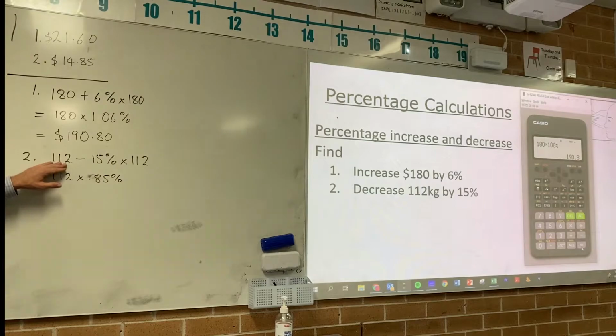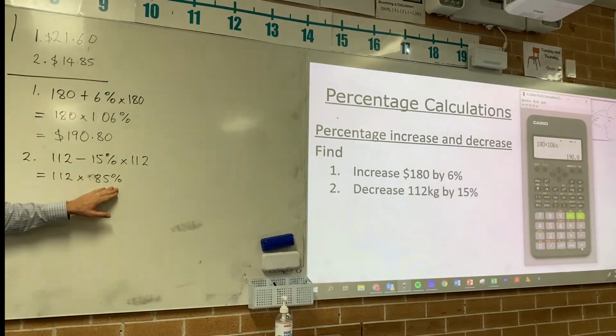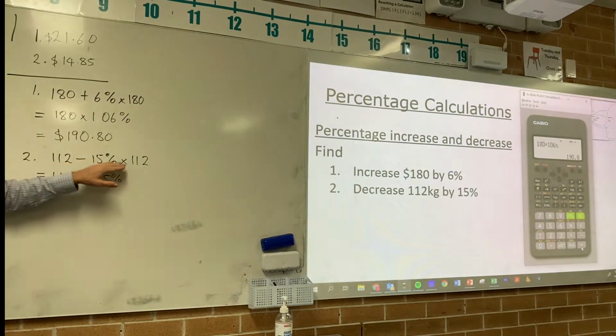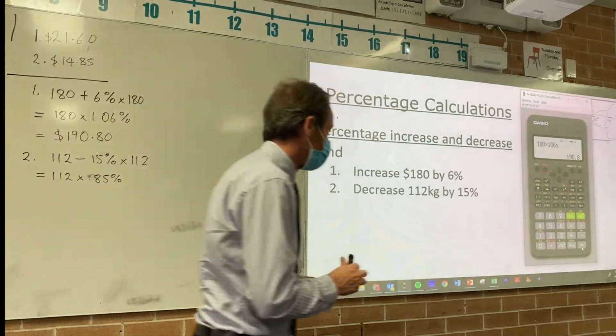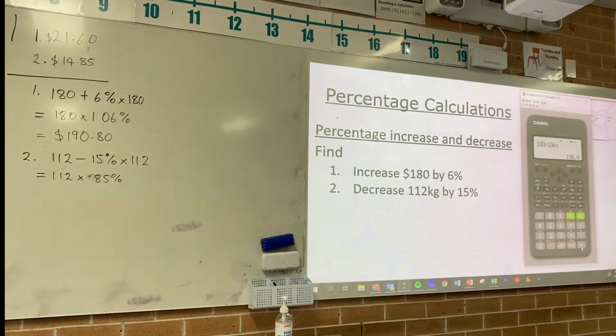Because I'm doing 100% minus 15%, I get 85. If this is the way that makes sense to you, use it. But you can actually shortcut it slightly by doing that. So let's type that in.